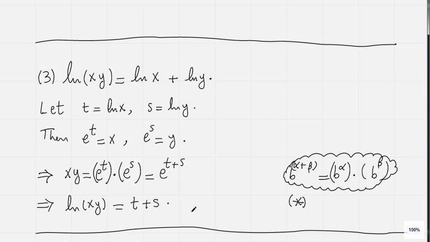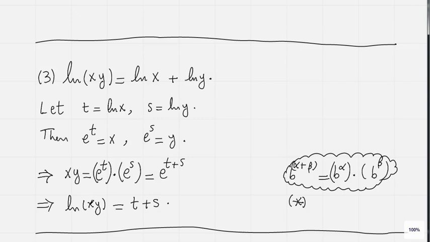Okay, now we are going to talk about the property about multiplication. ln xy is equal to ln x plus ln y. Again, we start by putting t equals ln x and s equals ln y. Then again by star, we have that e to the t is equal to x and e to the s is equal to y. Let's multiply these equations or the values on two sides of the equation, then we have that xy is equal to e to the t times e to the s, which is going to be e to the t plus s. This is using the fact that whenever you have b to the alpha times b to the beta, that's going to be b to the alpha plus beta. I'm using this fact.